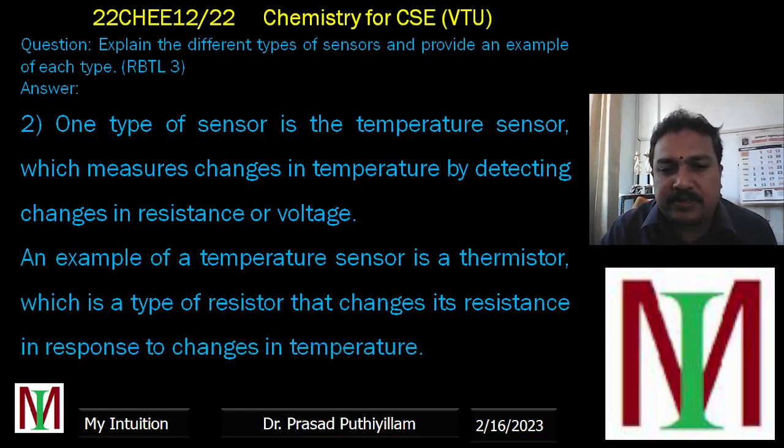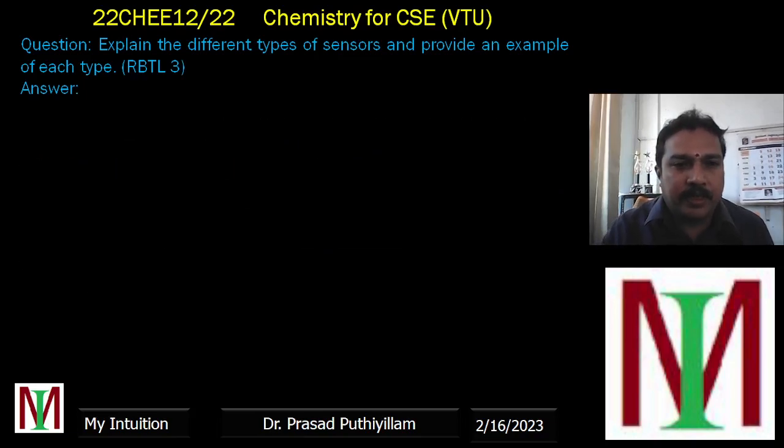It is a type of resistor that changes its resistance in response to changes in temperature. As temperature changes, the resistance of the material used will change. So if the resistance changes, it indicates the temperature change. So it can be measured qualitatively as well as quantitatively.